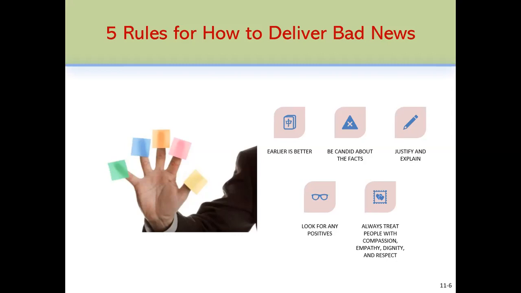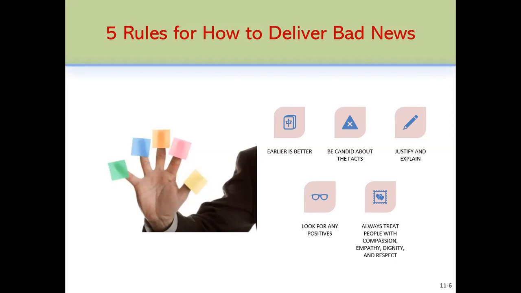Number 2, be candid about the facts. What I mean here is don't try to gloss over anything. And under no circumstances should you lie. Third is justify and explain the reasons why we did this. Explain what happened, why it happened, and any recommendations or remediation steps that have been taken. What we are giving, what we are doing in return.